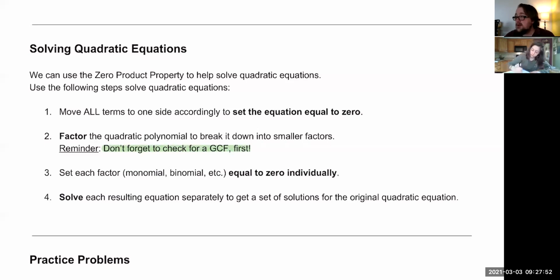That was actually a comment we threw in our notes yesterday, because the asterisk method, although very handy, does cause that greatest common factor to disappear a lot of the times. It really does help us to set it aside early on. Third thing we want to do is, once we've set it equal to 0 and factored it as far as we possibly can, we want to then set each factor, again, monomial, binomial, and so on, equal to 0 individually.